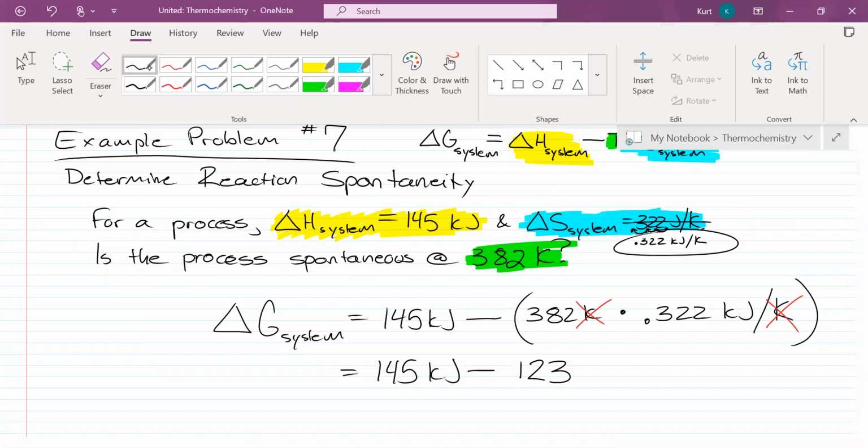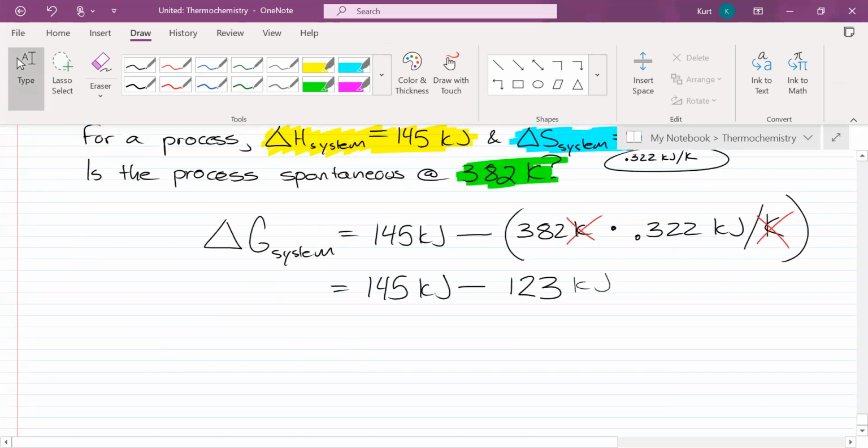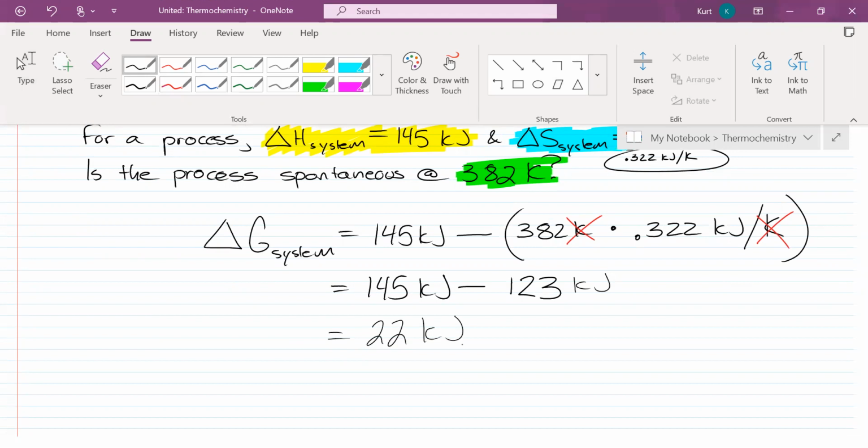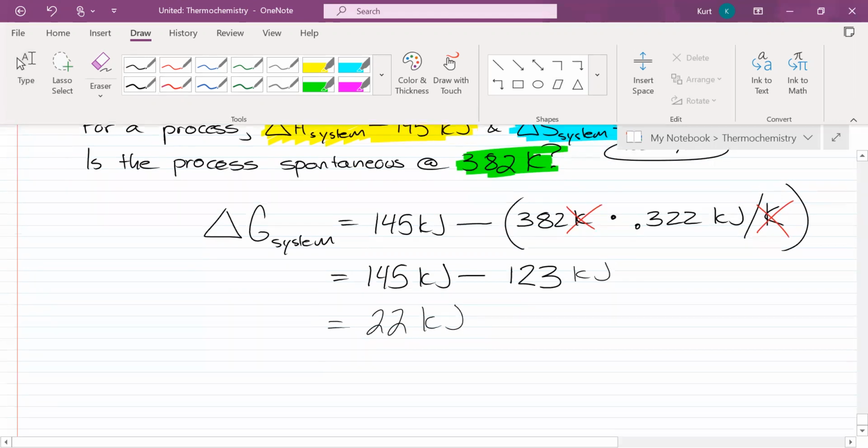All right. 0.004. I'm not going to really bother with 0.004. That's minuscule. And so we now have pretty easy math. 145 minus 123 is going to equal 22 kilojoules. Is this going to be positive or negative? It's a positive value. So the fact that this reaction is going to result in a positive value for free energy, is this reaction spontaneous or non-spontaneous? You would say that because this is a positive value, the reaction is non-spontaneous.